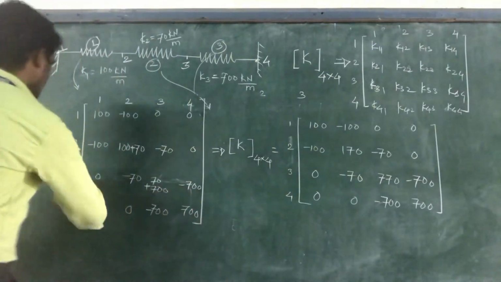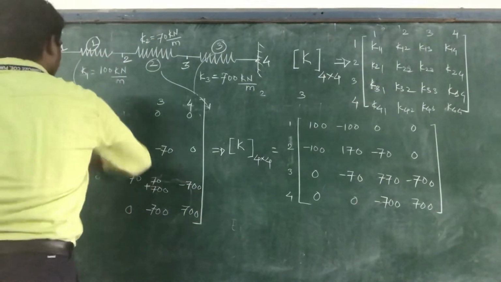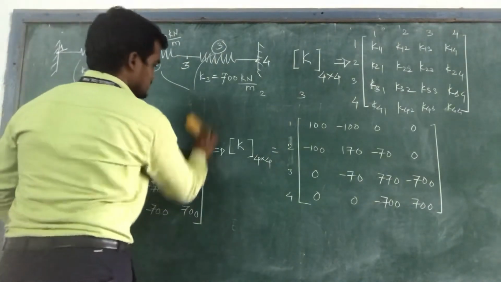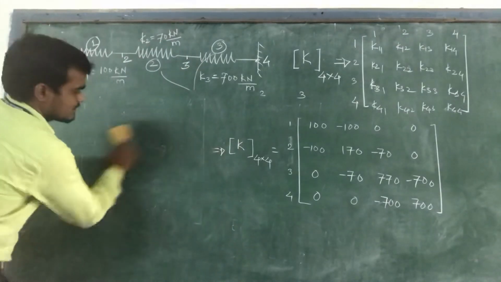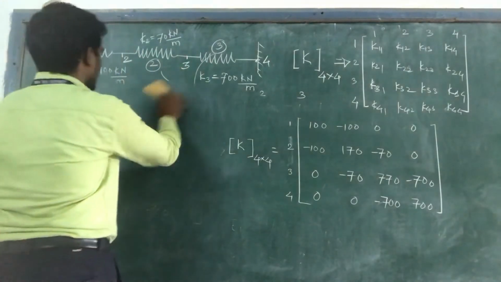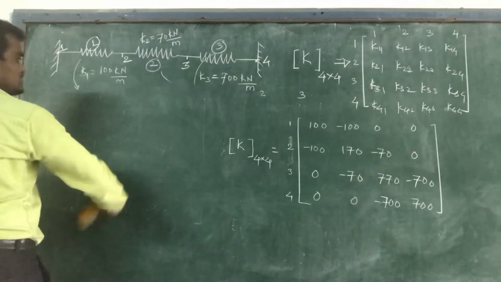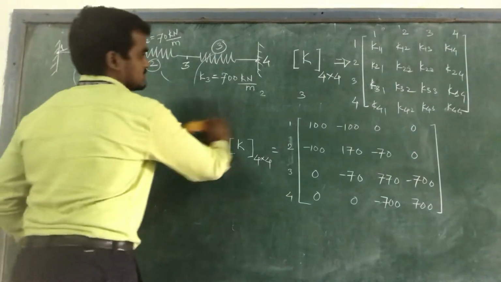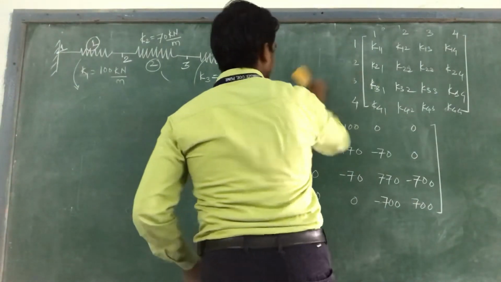Okay, so in this way you will get your final global stiffness matrix K. In this way you can construct the global stiffness matrix for any spring system.